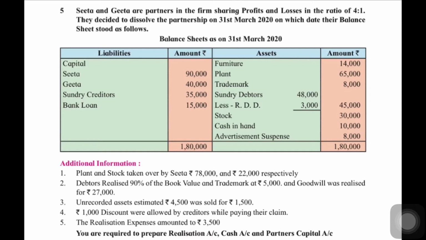Rupees 1,000 discount was allowed by creditors while paying their claim. So, when you are writing realization account to cash for creditors, you will minus 1,000 rupees. See, earlier creditors was 35, now you will pay them 34 because 1,000 discount has been allowed by them. Realization expenses amounted to 3,500. This we already know, realization account debit to cash bank. You are required to prepare realization account, cash account and partners capital account. Okay. So, draw the accounts and let's get started.